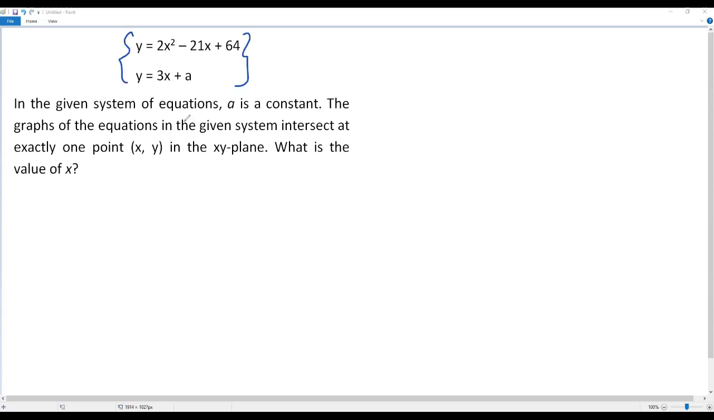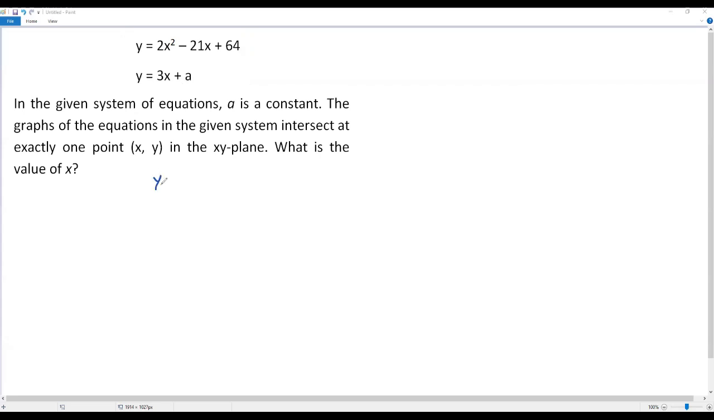Here, the given system of equations intersect at exactly one point in the xy plane. So if I solve the given system of equations, I'll be getting only one solution. Since the graphs of the given two equations intersect at only one point, solving the given system will yield only one solution. Okay, now let's solve the given system.